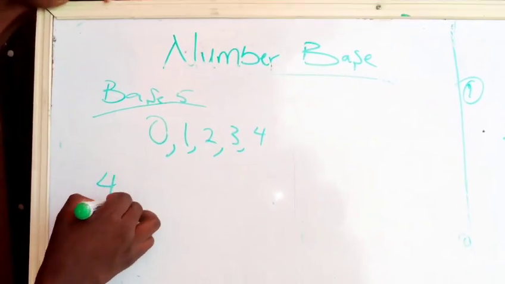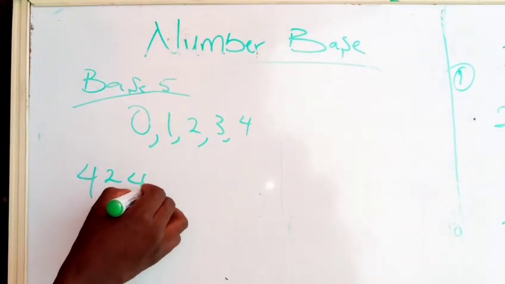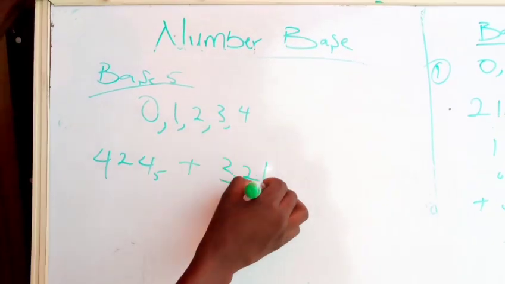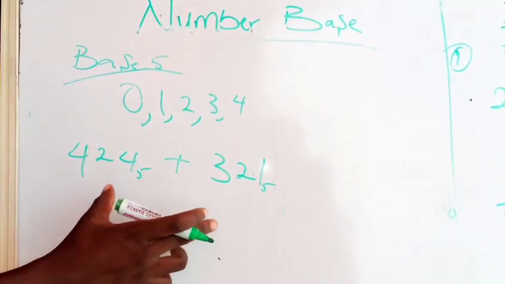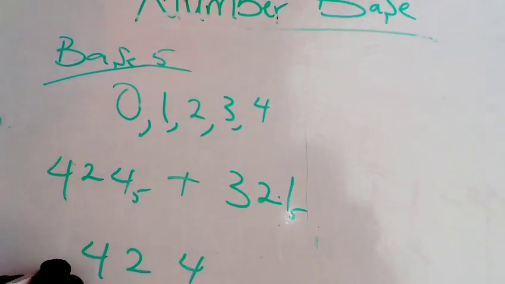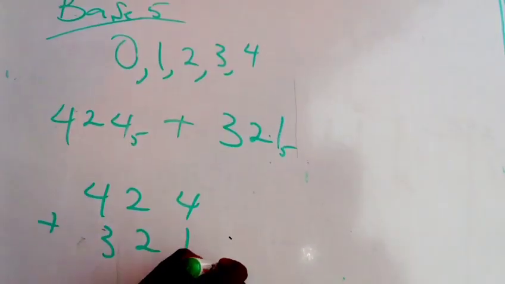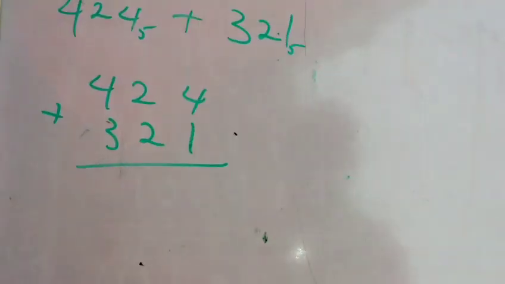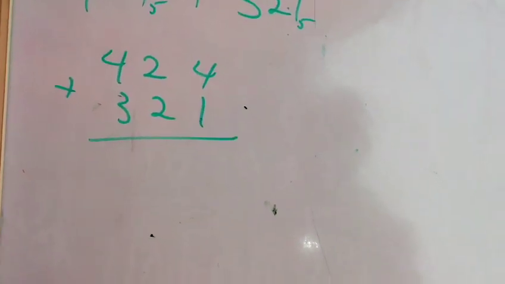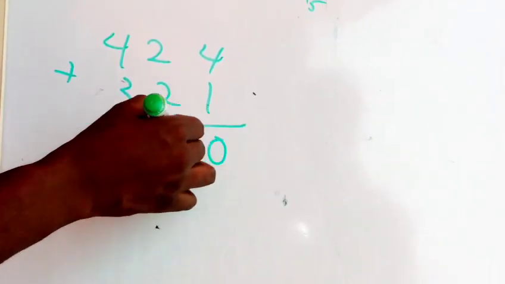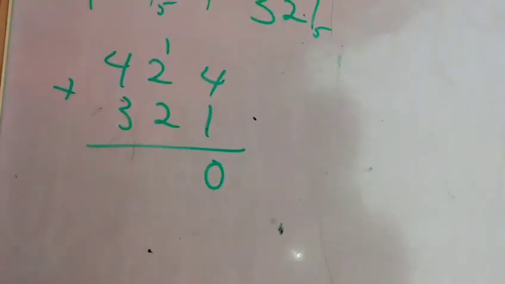Okay, let's say we have 424 in base 5 plus 321 in base 5, and I want to find the addition of this in base 5. Just take my 424 plus 321 base 5. 4 plus 1 gives me 5. Of course, I know 5 is not in my base 5 numbers. What do I do? I divide 5 by 5. That gives me 1 remainder 0. I write down my remainder, which is 0, carry 1.